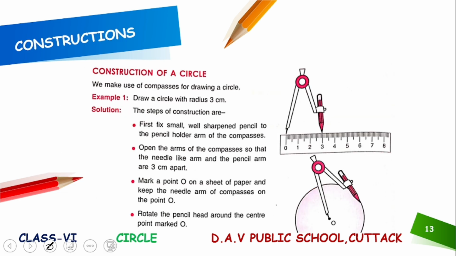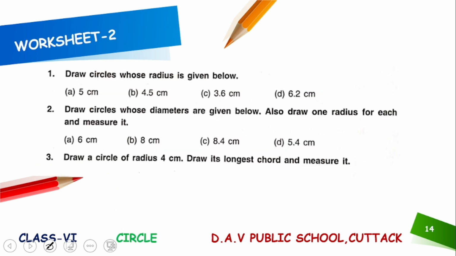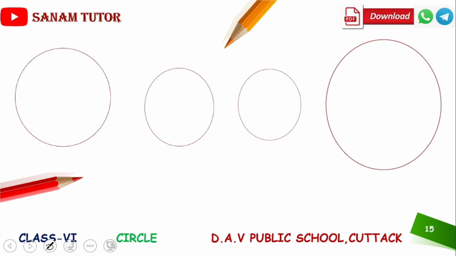Next, construction of the circle. We already explained this concept. How to draw? First we take 5 centimeter. Okay. Now circle it. Then this point, suppose O, and join OA. This is 5 centimeter. Okay. Now the second one is 4.5 centimeter. Similarly, 4.5 centimeter circle. This is 4.5 centimeter, OB.